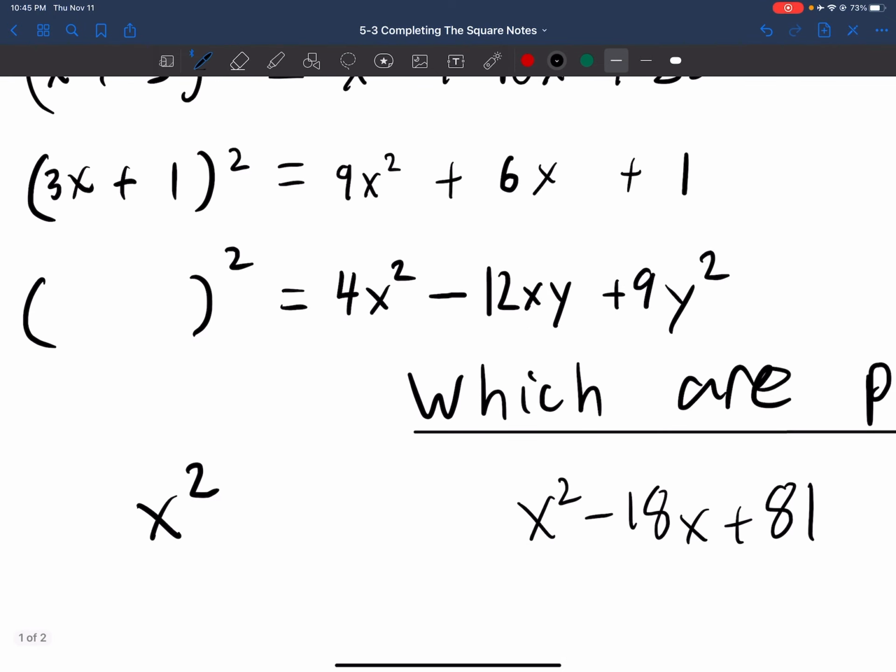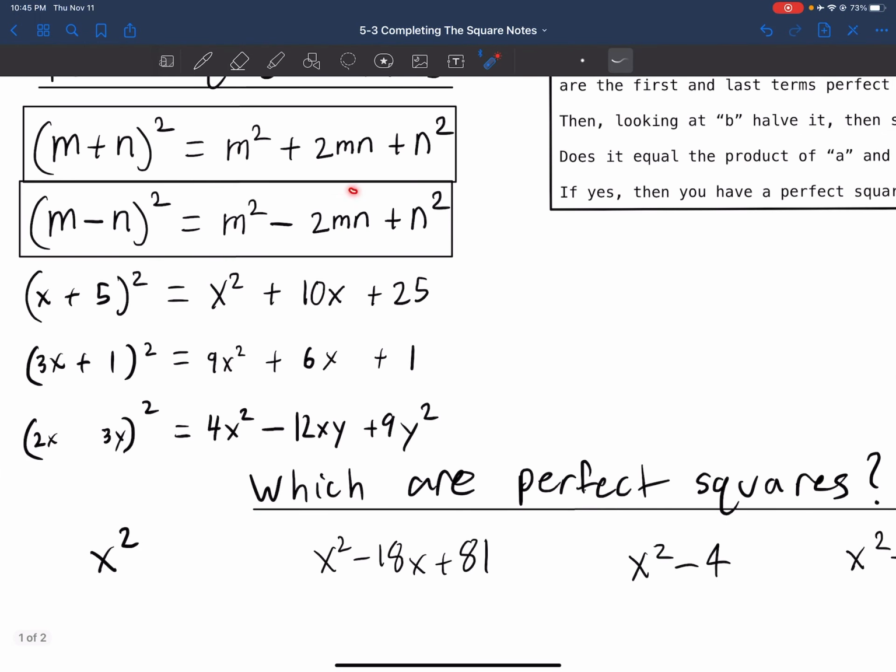4x squared minus 12xy plus 9y squared. My perfect square in the front is 2x. And then the perfect square in the back, 9y squared, becomes 3y. And I check the sign. This is the first case where I have a minus middle term. So the formula tells me if the middle term is being subtracted, I write a minus on the inside.